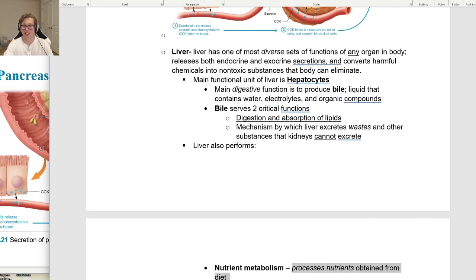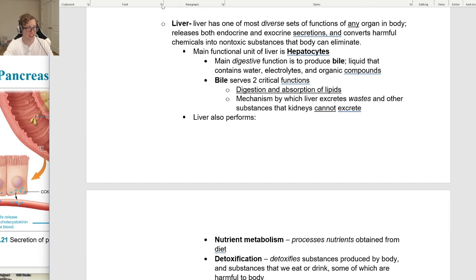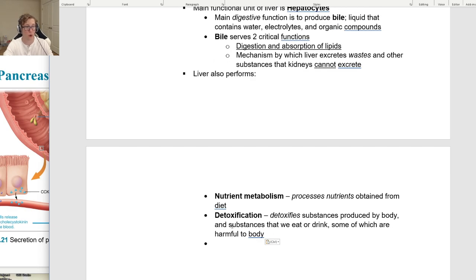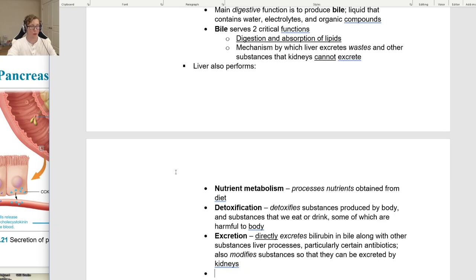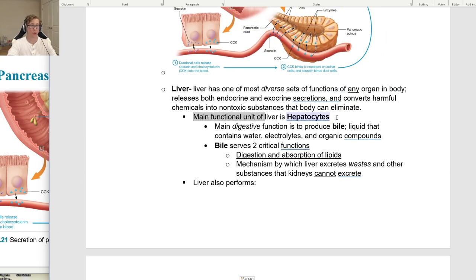It is nutrient metabolism. It processes the nutrients obtained from the diet. Detoxification. It detoxifies substances produced by the body or substances that we eat or drink, which are harmful. And excretion. It directly excretes bilirubin and bile, along with other substances the liver produces, particularly certain antibodies, and modifies substances so they can be excreted by the kidneys. However, for the liver, the main thing that I want you to know is the functional unit of the liver is the hepatocyte, and its main function is to produce bile, and that bile assists in the digestion and absorption of lipids.